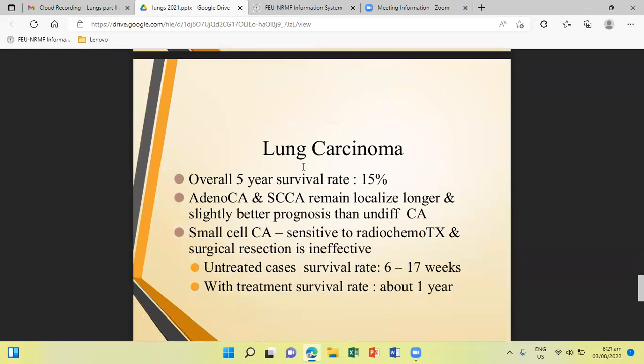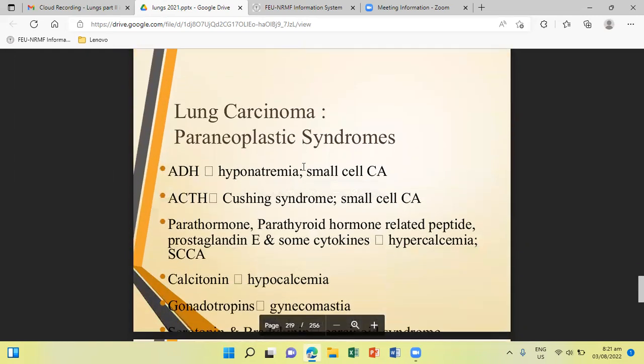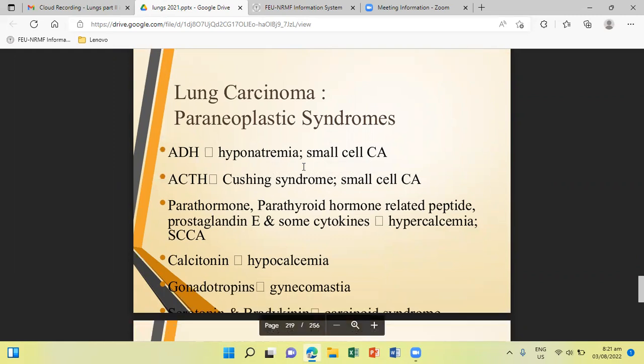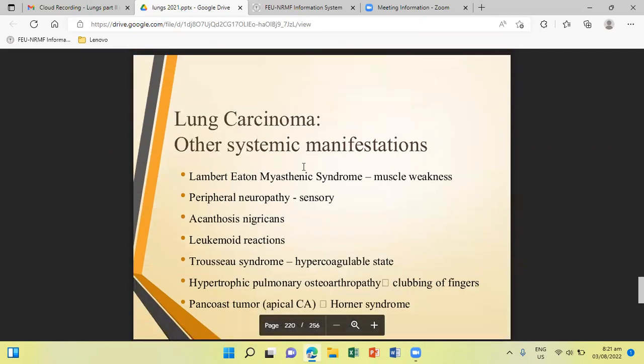And should you need additional treatment, for example radiotherapy or chemotherapy. I told you a while ago that there are tumors that will actually secrete hormones. So for example, these are examples of hormones that are commonly seen in lung carcinoma and the expected manifestation. For example, hypocalcemia for calcitonin, gynecomastia for gonadotropin. They may actually have other systemic manifestations too, like this.